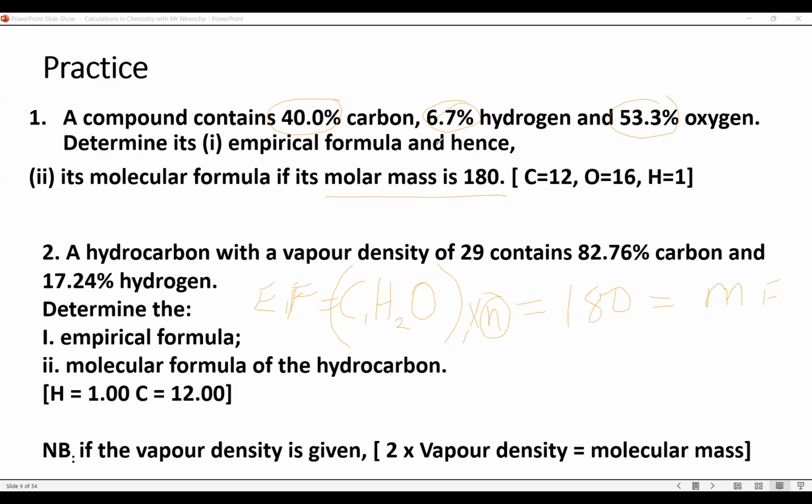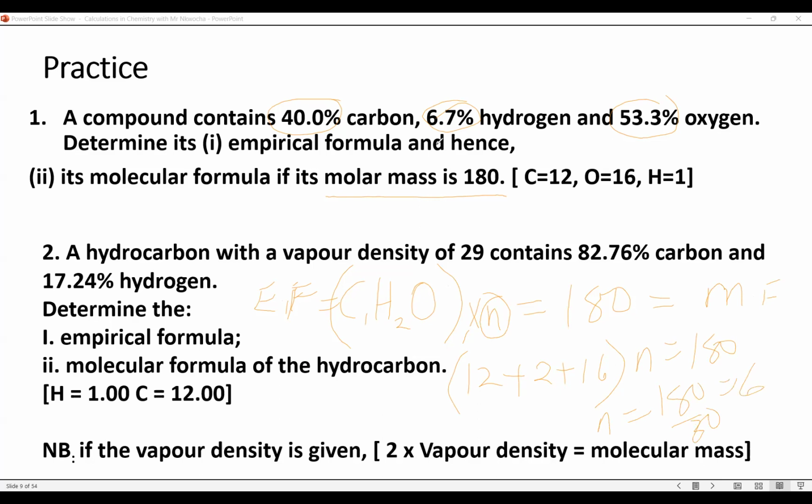I introduce the n. So very simple, carbon is 12. So 12 plus hydrogen is 1 times 2, that's 2, plus oxygen 16. Everything in bracket times n is equal to 180. So we need to find the value of that n. So n here is equal to 180 divided by 30, which is equal to 6.